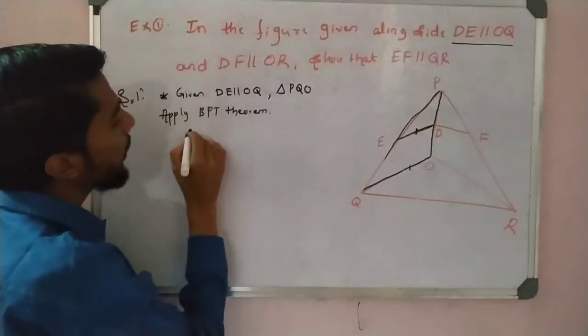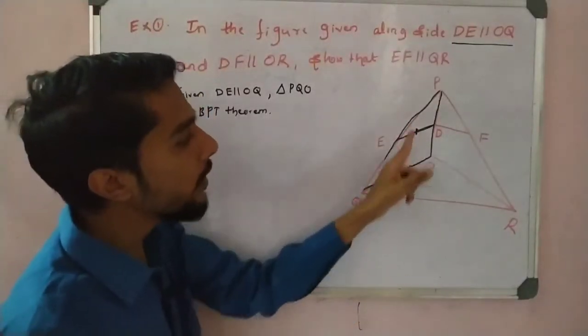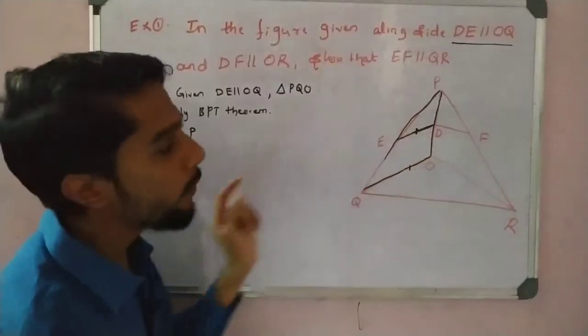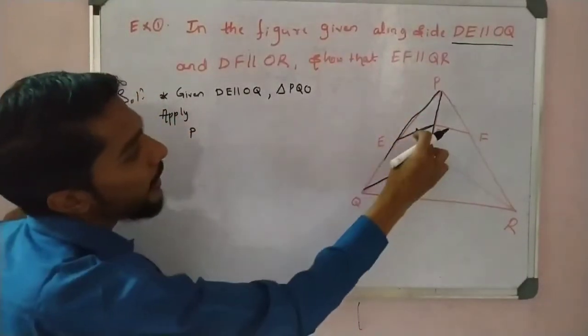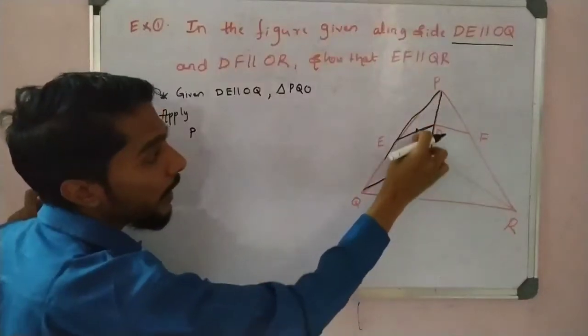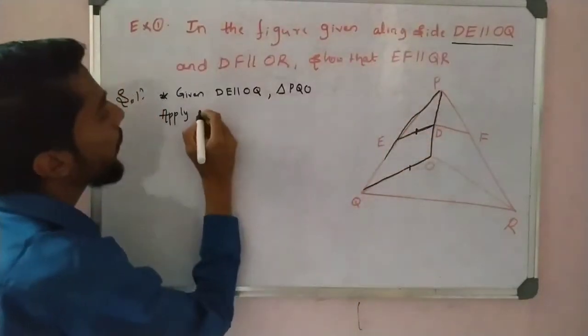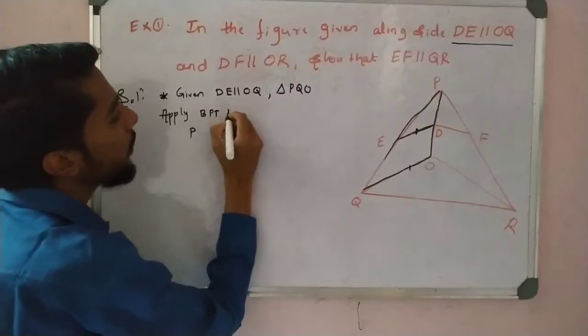BPT theorem says that if the lines are parallel, then the sides are in proportion. Converse BPT theorem is the reverse. Here the lines are parallel, so it is the BPT theorem, not the converse BPT theorem.